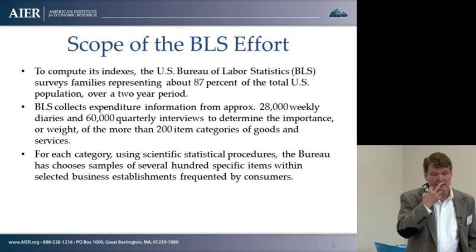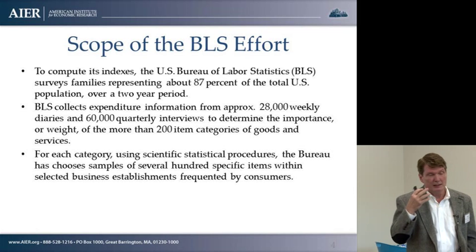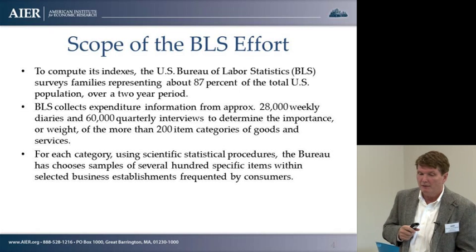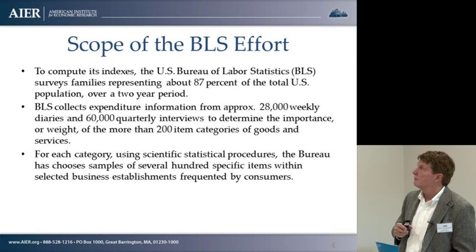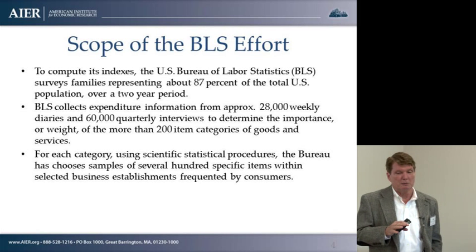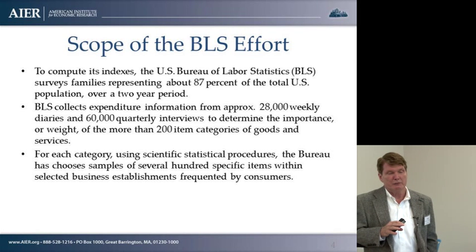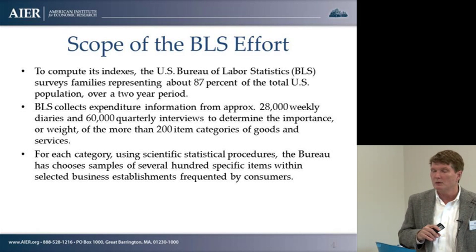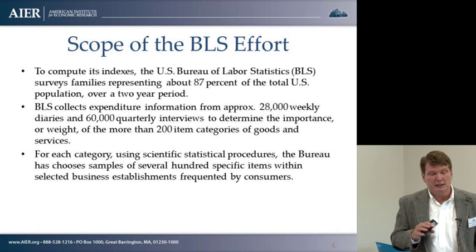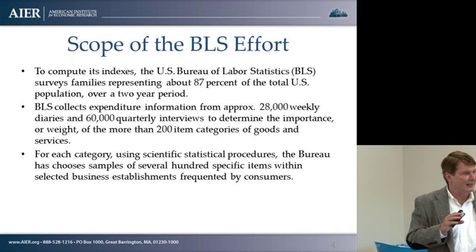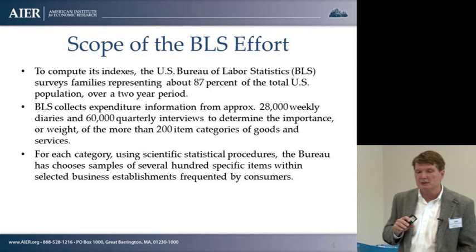Now, there we go. So to compute their indexes, the undertaking is massive. It's impressive. They survey families representing about 87% of the total U.S. population in a sweeping study over a two-year period. They collect information from approximately 28,000 weekly diaries and 60,000 quarterly interviews to get these weights, these shopping lists. You know, what are you buying? How much of each thing are you buying, and so on.